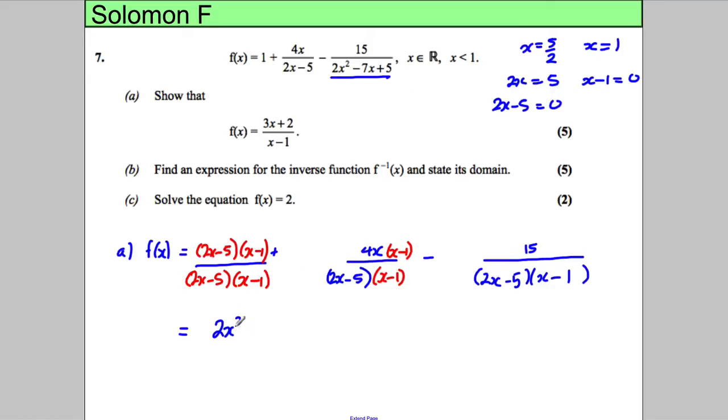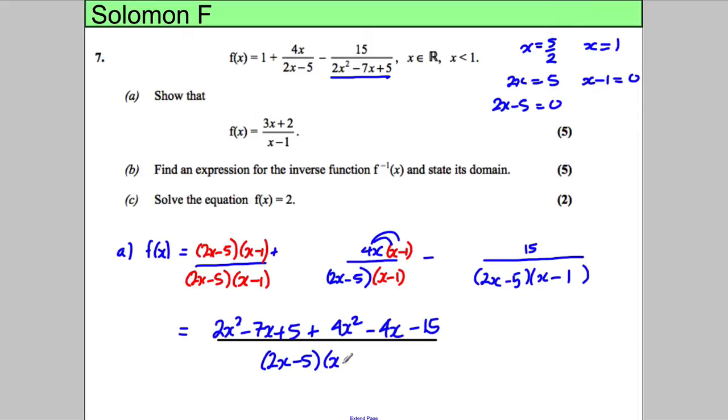So that would give 2x squared subtract 7x add 5. I'm going to add this here, expanded, so add 4x squared and then subtract 4x and then take away 15, and all of that is going to be divided by the factors we've chosen as our common factors, which are 2x subtract 5 and x subtract 1.